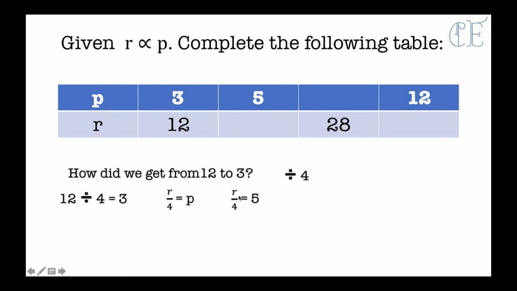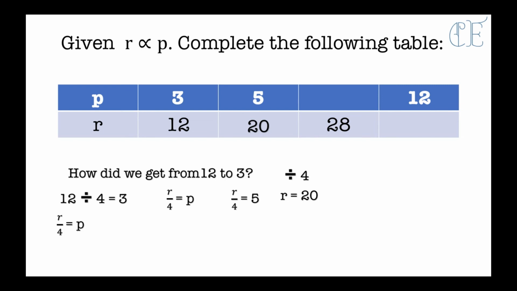So in order to complete the rest of the table, we need to look at our values. Here we've got P is 5. So in order to work out what R is, we're going to do R divided by 4 equals 5, because we know P. And if we know P, we can move this 4 across by multiplying, and 4 times 5 is 20. So R must be 20 in that case.